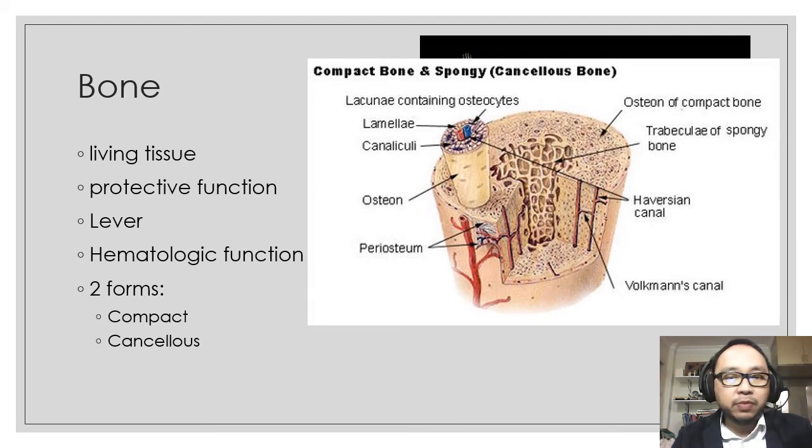I'm sure you're quite familiar with this drawing already. You have your osteon, the basic unit of your skeletal system, then covered with periosteum, then your haversian canals connected by your Volkmann's canals, and here I already mentioned the trabeculae of spongy bone compared to the outer layer of compact bone.